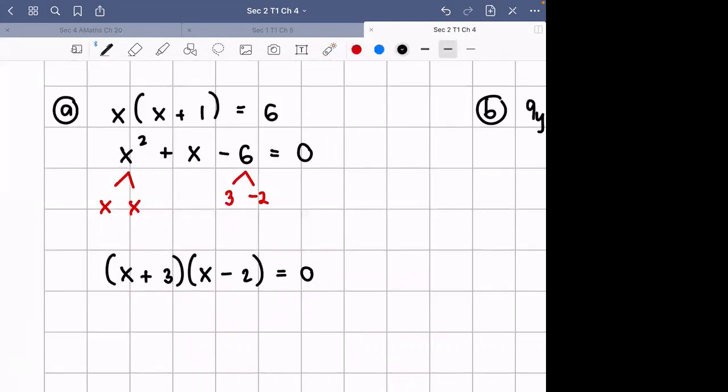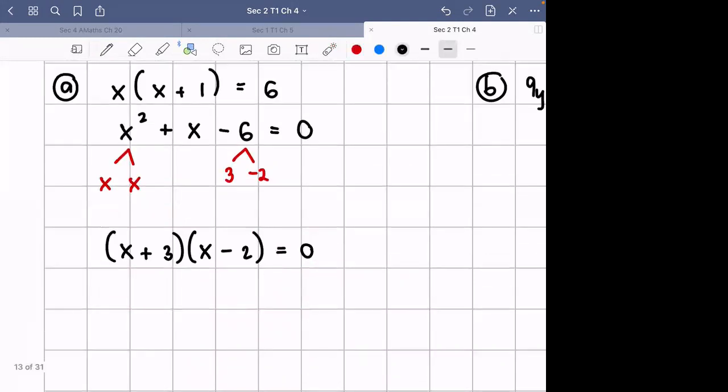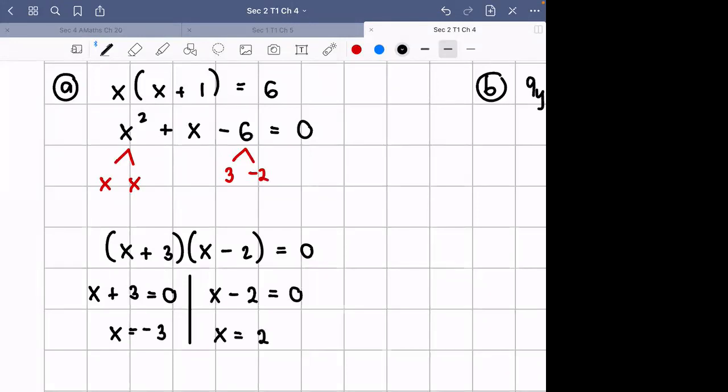So let's solve this now. Let's find the values of x. So we have x plus 3 equals 0, and then the other one is x minus 2 equals 0. So the values of x are negative 3 and 2. Okay, so that's it. That's for letter A.